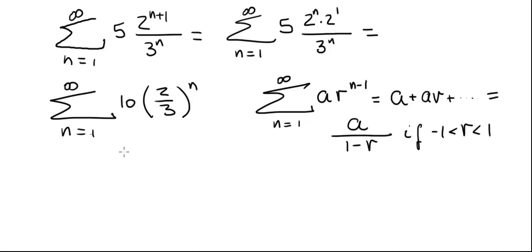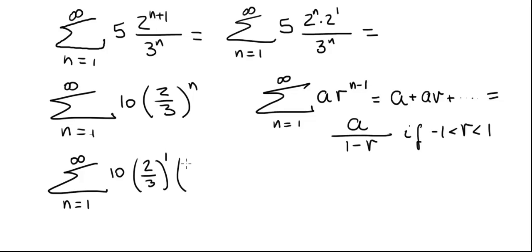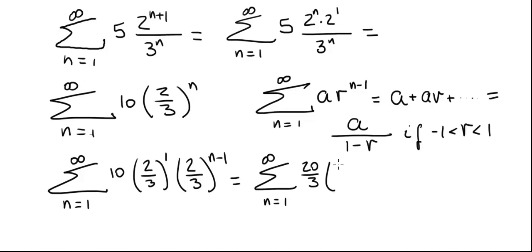So the next step in our series is to make it look like the standard form. It's not that hard to do. This is summation from 1 to infinity. We take the 10, and then we'll take 2/3 to the n and write it as 2/3 to the first power times 2/3 to the n minus first power. Now 10 times 2/3 is 20/3. So now we can write this as summation from n equals 1 to infinity, 20/3 times 2/3 to the n minus 1.